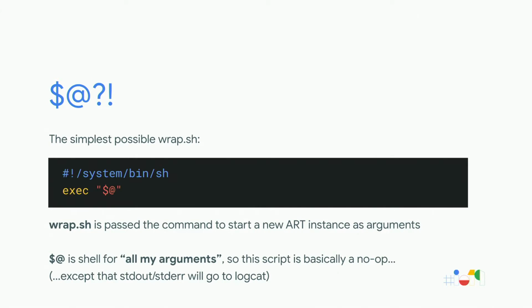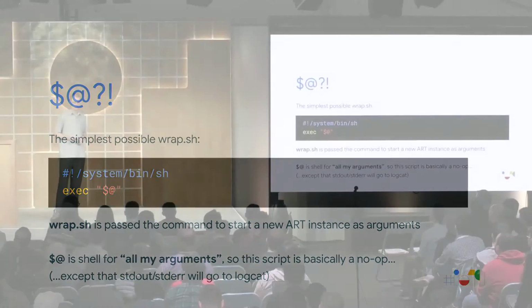And anything that you output to standard output or standard error will go to the log. It'll go to logcat rather than just being lost like it normally would. Again, because the assumption is you're debugging here, you want to see anything.